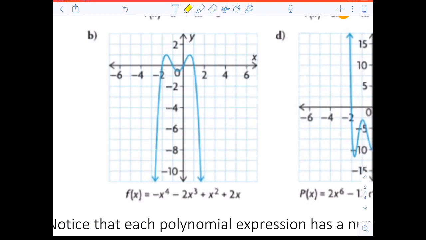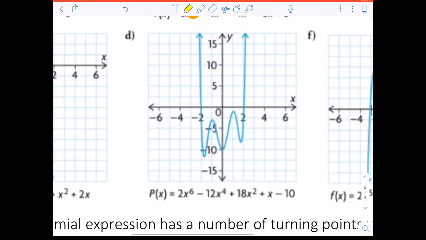As I continue through, we see that the next one we have a degree of 4. So that means there could be 4 x-intercepts. We have 1, 2, 3, and 4. We know there could be 3 turning points, 1 less: 1, 2, and 3.